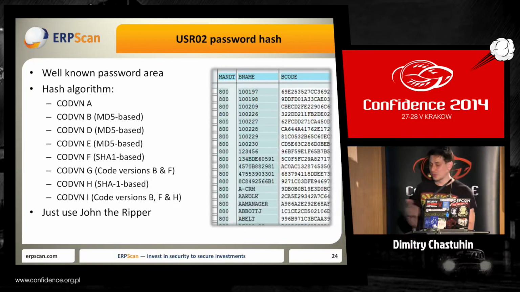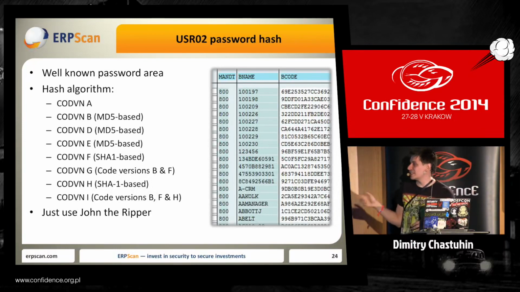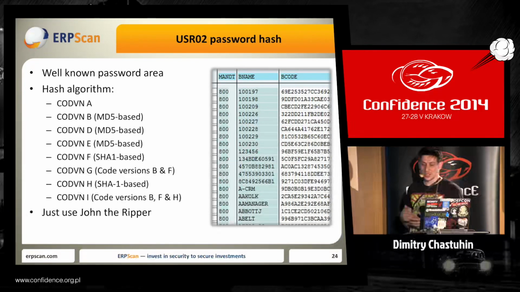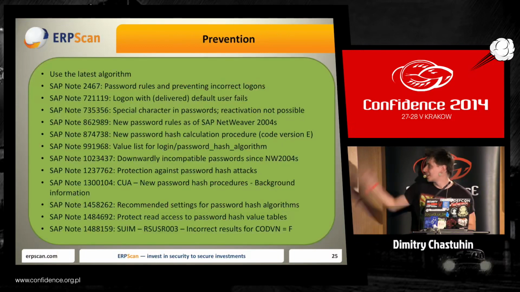For hashing, SAP uses a few algorithms, like codings A, B, D, E, F, G, H, I. The first 5 I do not recommend to use. They hash only the first 8 characters of the password and do not care about case sensitivity. That's why this hash is very easy to brute force. The others are based on the SHA-1 algorithm; by the way, you can still use the John the Ripper tool for brute forcing them. It's not so interesting. A lot of SAP notes about that.